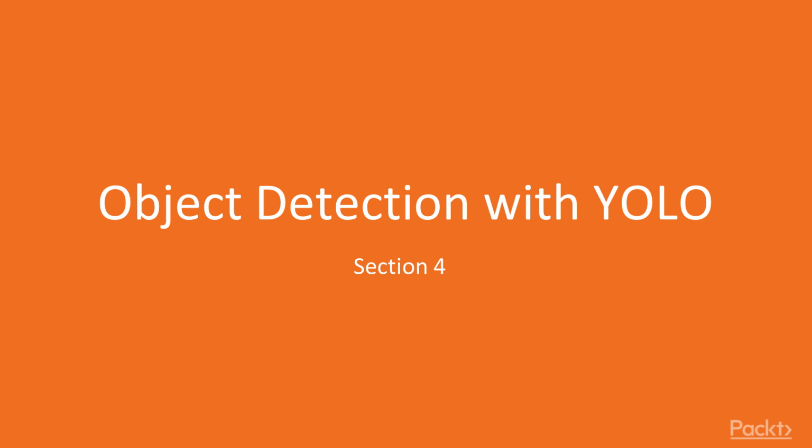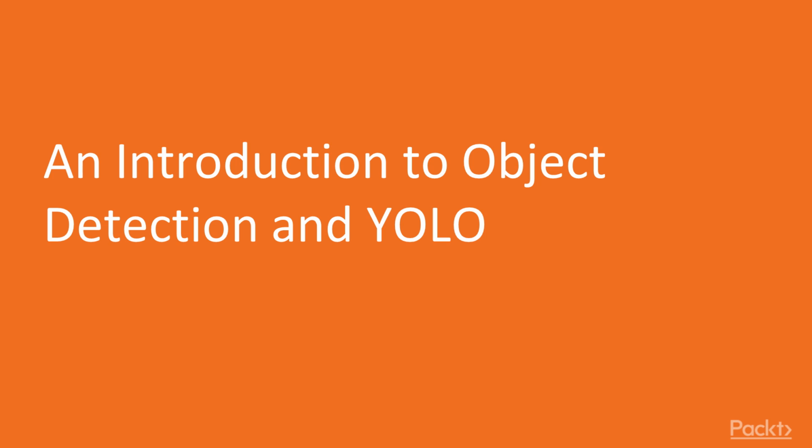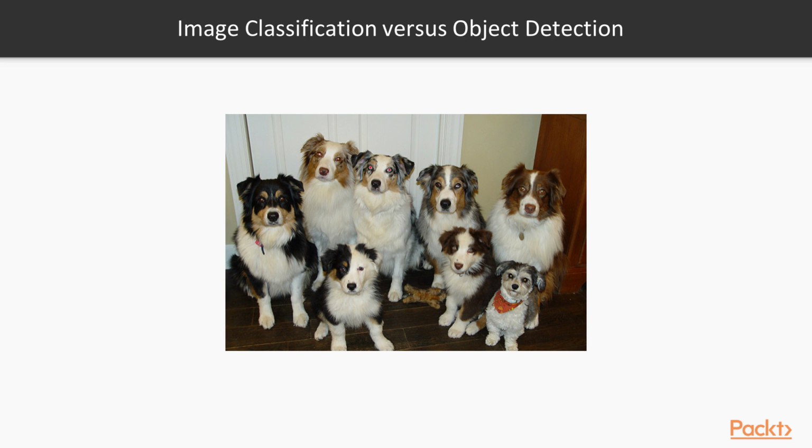Hello and welcome to section 4, object detection with YOLO. In this video we'll get an introduction to object detection and also about the YOLO method of object detection. We'll start with just looking at the difference between image classification and object detection. In image classification, once we have an image, we want to get just a set of classes and probabilities that our image belongs to these classes. So in the case of this particular image, we would have a class, dog, with some percentage.